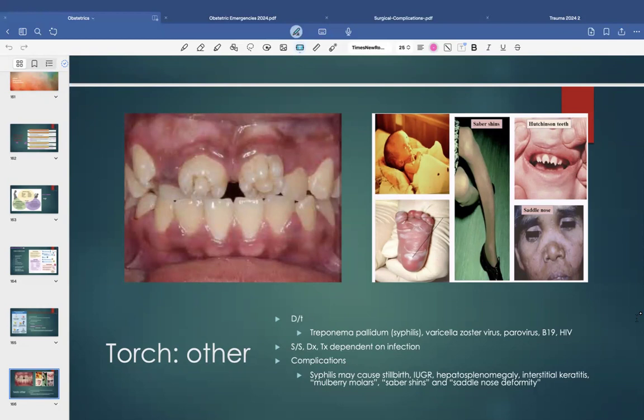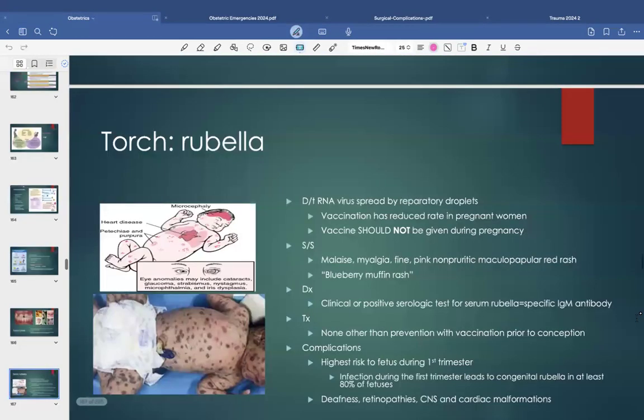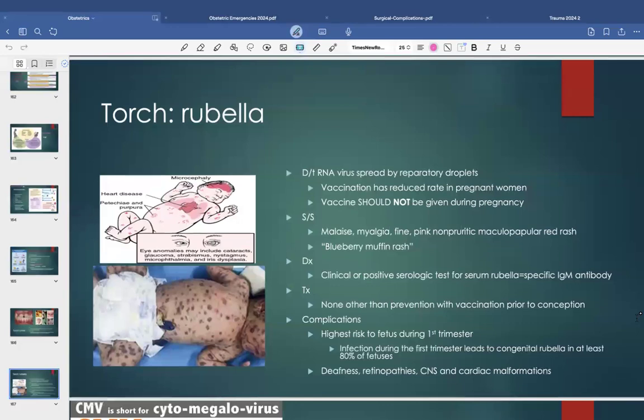Rubella, don't forget rubella is an RNA virus, it's a respiratory droplet. Do not give that vaccine during pregnancy, it is for post-birth, we talked about that during the prenatal lecture. Do not give rubella vaccine until post-birth. Do not give it during pregnancy. And these babies are born with a blueberry muffin rash, might be a non-pruritic maculopapular red rash. This again, you should know for your final. Just some of those things that we talked about in infectious.